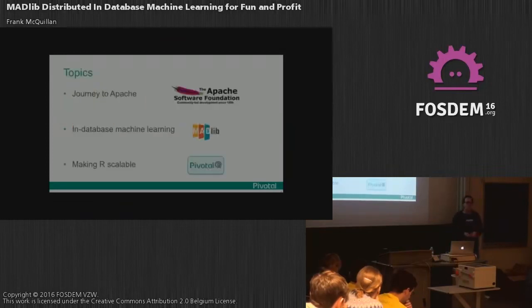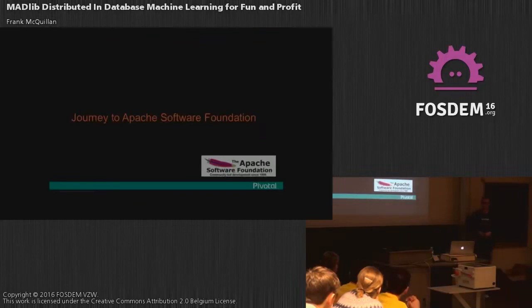So in particular, the topics are, I'd like to talk about the journey to Apache for Madlib, because it's not a new open source project. Then look at in-database machine learning in a little bit more detail. Talk about the architecture of Madlib. And then talk about making R scalable. So Madlib also has an R interface as well for folks who are interested in using R. Okay. So let's start with the journey to the Apache Software Foundation for Pivotal.